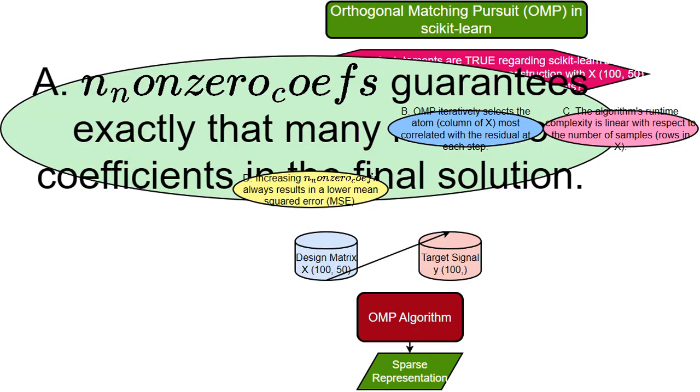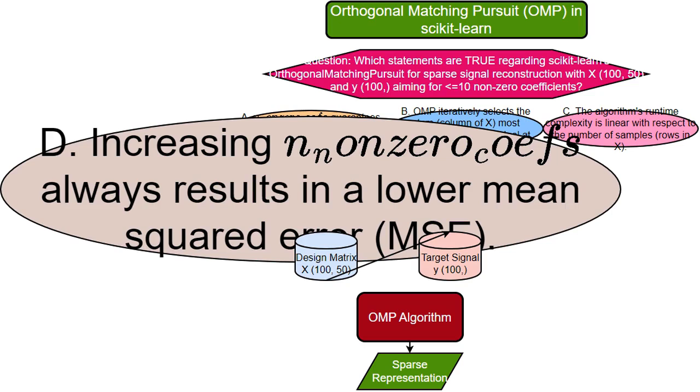This is false. The time it takes OMP to run isn't just based on the number of rows, data points. The number of columns, features, and how sparse we want the result to be, the value of n_nonzero_coefs, also matter a lot. Incorrect. While increasing this parameter can improve accuracy, it's not guaranteed. Adding too many non-zero coefficients can lead to overfitting, where we get good results for our training data but poor results with new data. Think of it like adding too many ingredients to a cake recipe. It might not make it better.